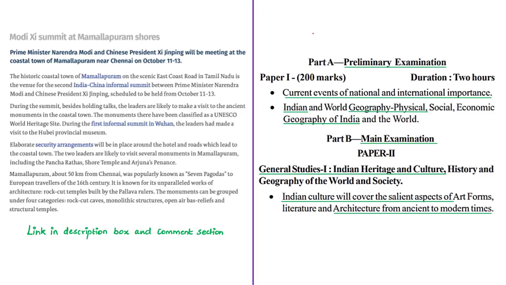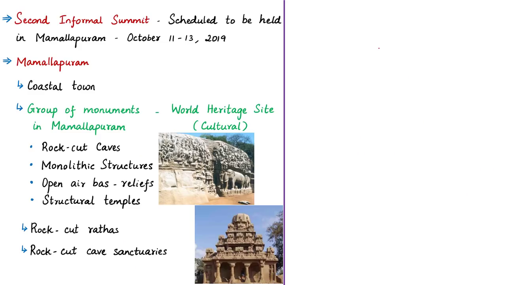This news article is about Mamallapuram. Mamallapuram is important because the second informal summit between India and China is scheduled to be held in this place. The syllabus relevant to the analysis of this news article is given here for your reference. Two days ago, we saw a discussion based on an editorial written by the former National Security Advisor.